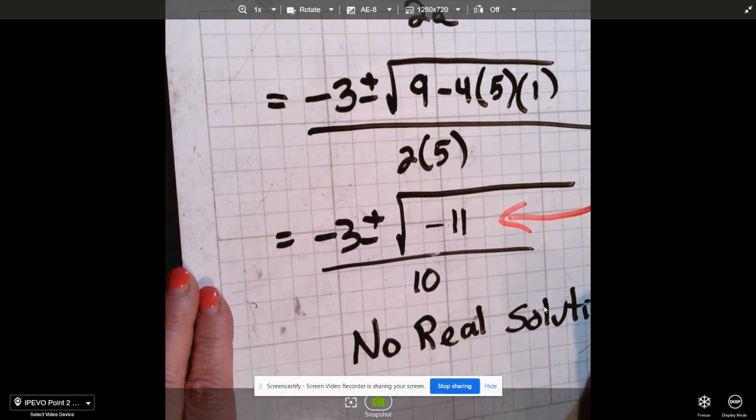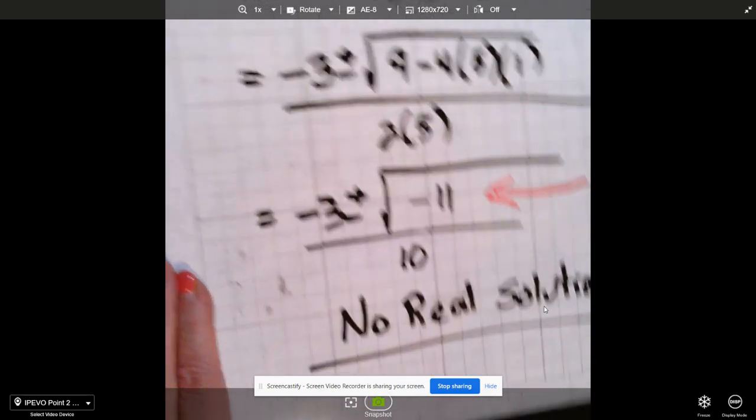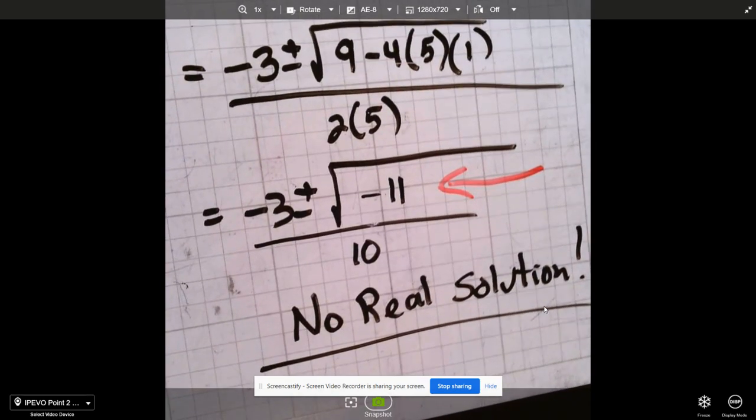Now, when you go on to Algebra 2, you'll see that there actually is a way to solve this. But here for Algebra 1, we're going to leave it at that there's no real solution. If you have questions, let me know.